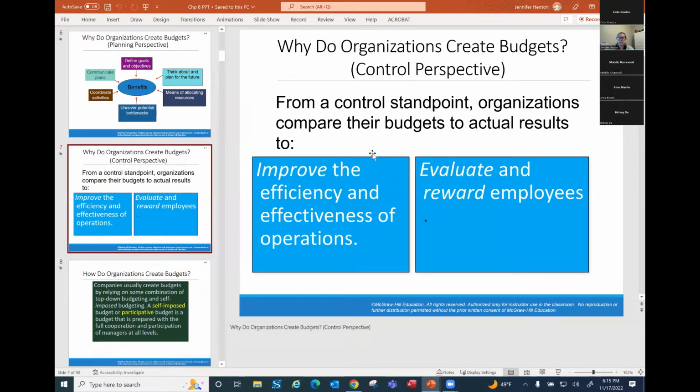So from a control standpoint, organizations compare their budgets to actual results. Even if you're not with a manufacturing company, this is a very popular process. You want to look to see what did we estimate and what did we budget for something, and then what was the actual result, what actually happened.